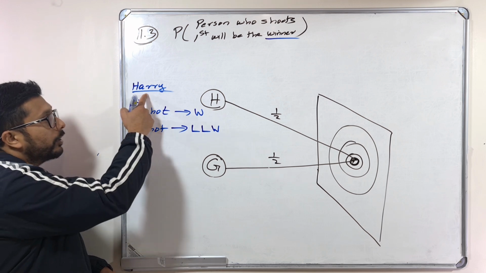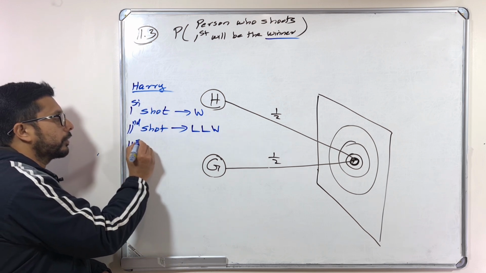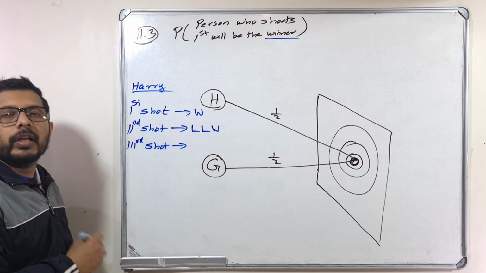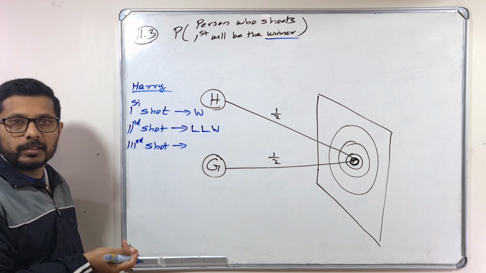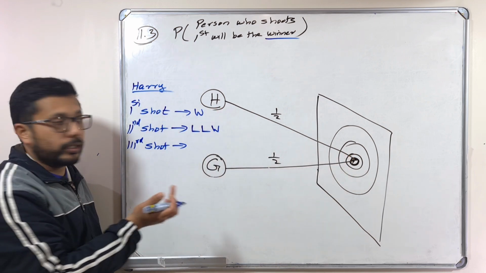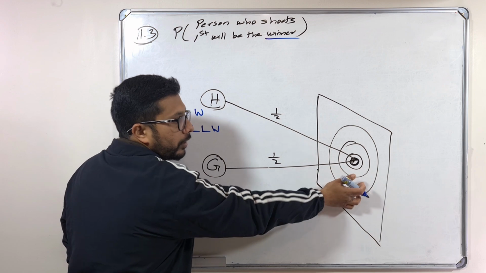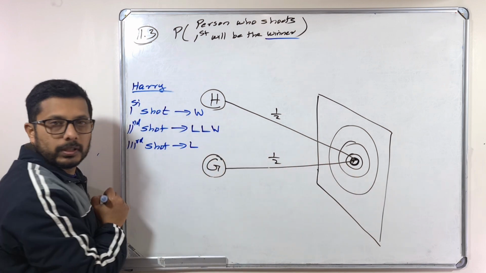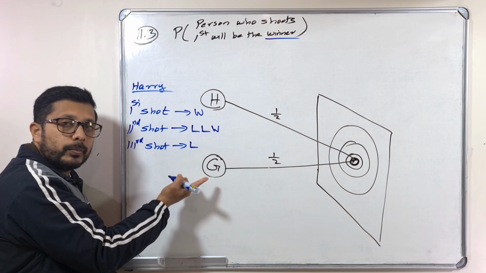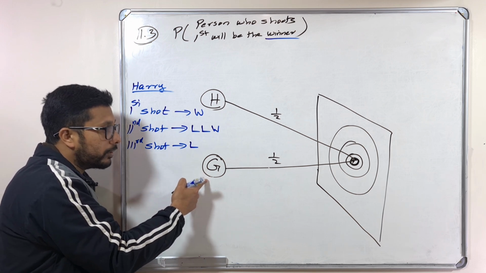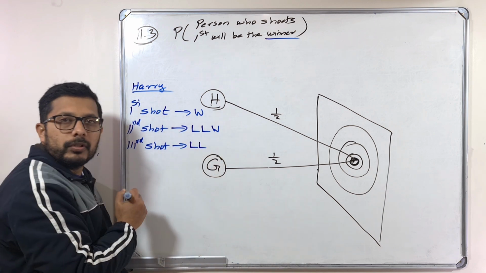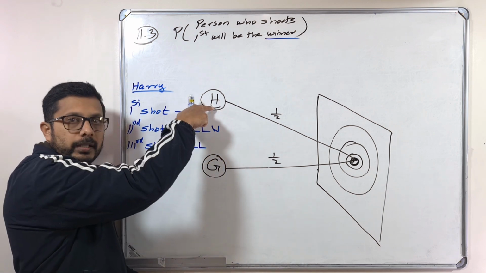Okay, then let's think about Harry's third shot. So when will Harry get the third shot? Assume that Harry loses his first shot, not on the bullseye, somewhere here. That means he loses. Then it will go to Glenda. Glenda will get a chance. Assume that Glenda's shot also missed or loses. Then where will it go? It will go back to Harry.